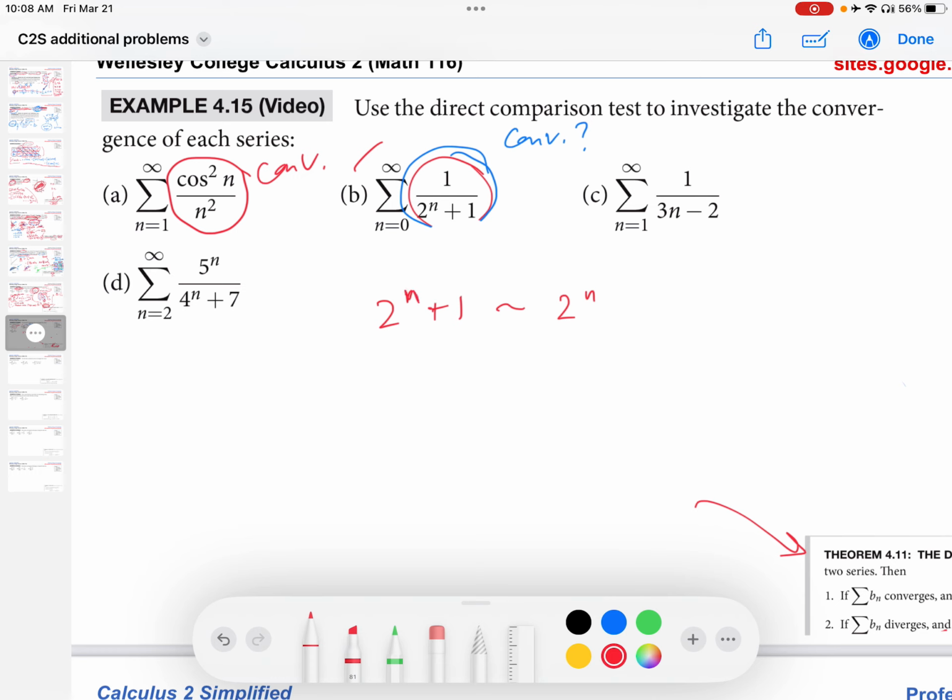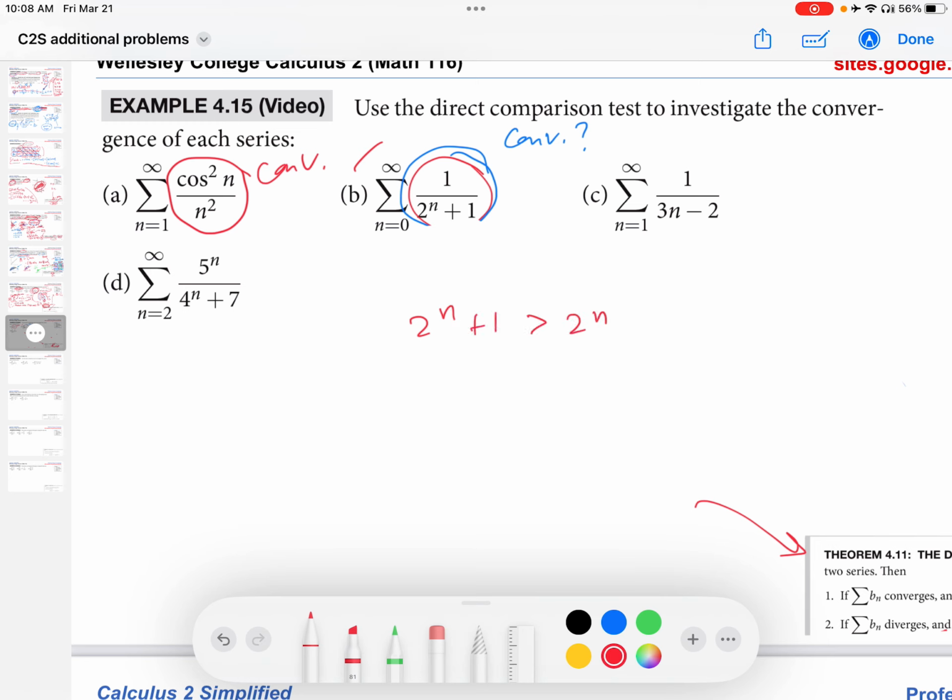But we need inequalities for the direct comparison test. So here's how you come up with those inequalities. You ask yourself, what is the relationship between 2 to the n plus 1 and 2 to the n? Well, this is literally 1 more than that, so it's larger. That gives me all the information I need. There's the inequality that I'm going to use.